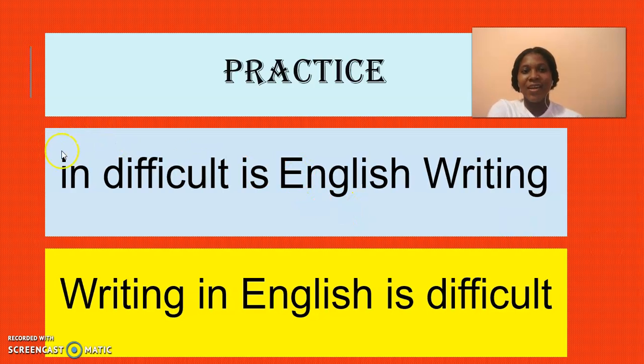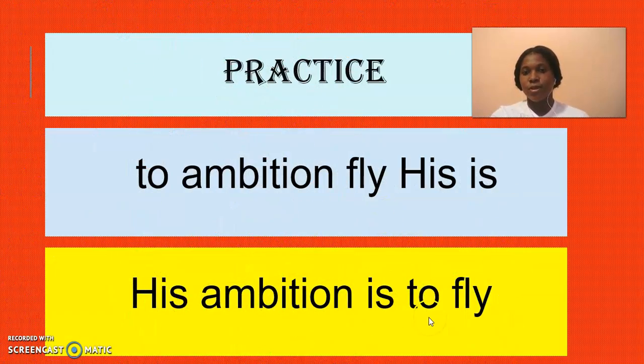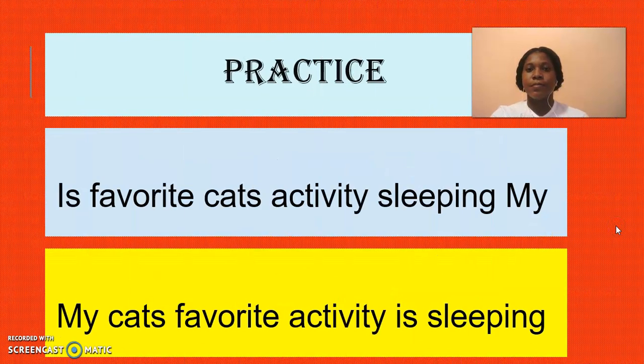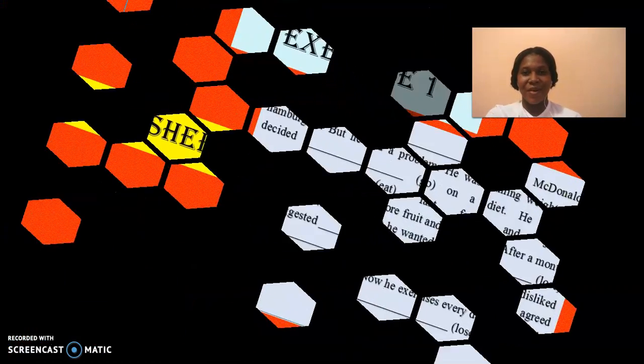Practice. Okay. If you can observe here, I have the sentences in this order, and here you can observe I have the same sentences ordered in a correct way. And we have to identify the gerund or infinitive. In this case, infinitive, to fly. In this example, is sleeping, gerund. Here, to write, infinitive. Very good.